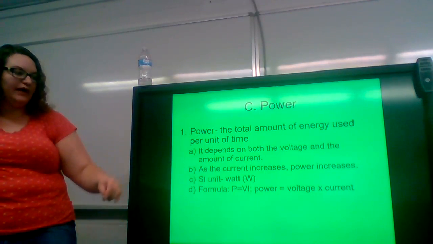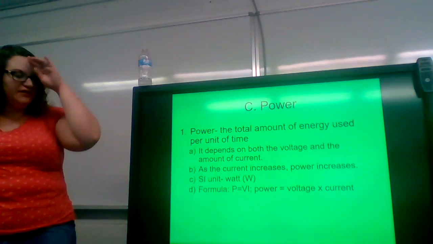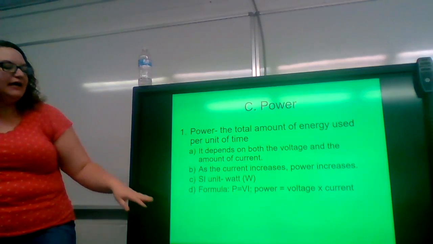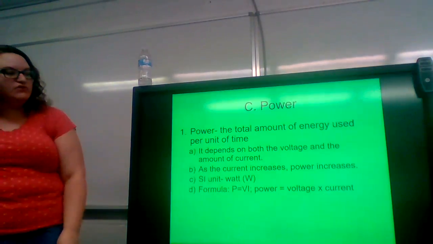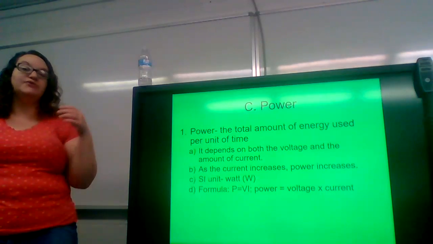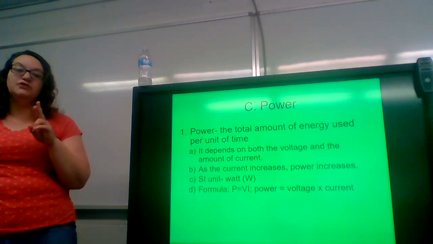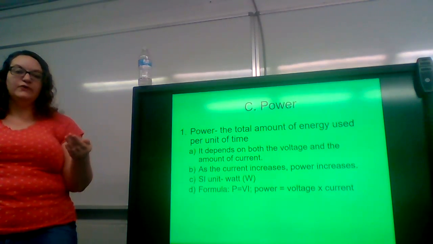The SI unit for power is the watt, and the formula here is P equals VI, meaning power is equal to voltage times current. So if you know the voltage and you know the current, you can multiply them together and get your power.